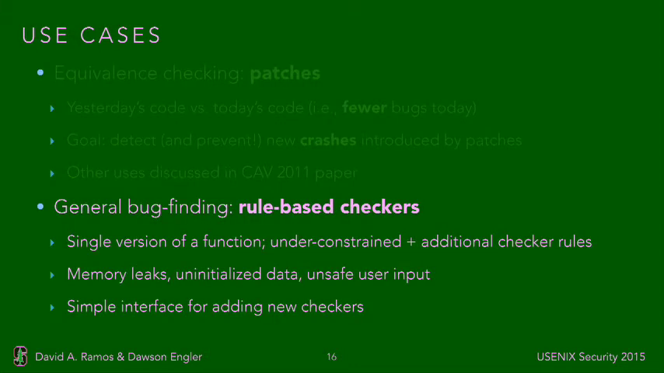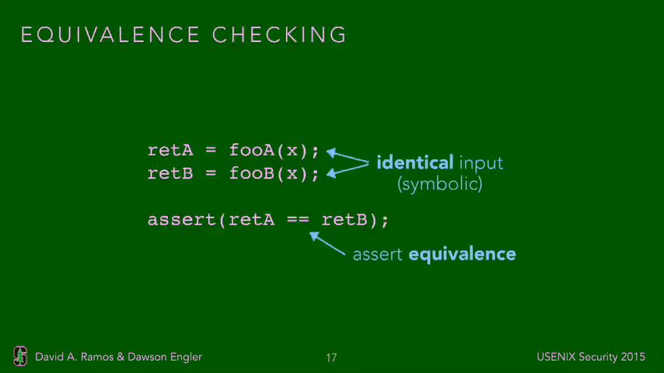The other use case we look at in this paper is general bug finding, where we look at a single version of a function, and we apply rule-based checkers on top of symbolic execution. And here we look for specific types of bugs, such as memory leaks, uses of uninitialized data, and unsafe uses of user input. And our tool provides a simple interface for adding new checkers in addition to these.